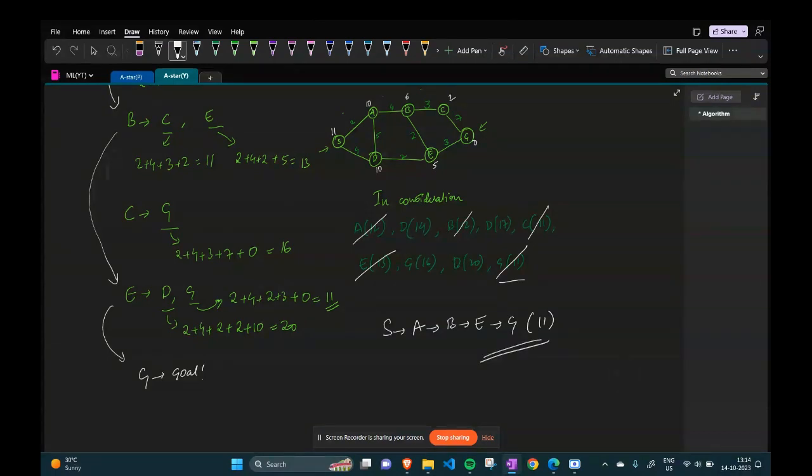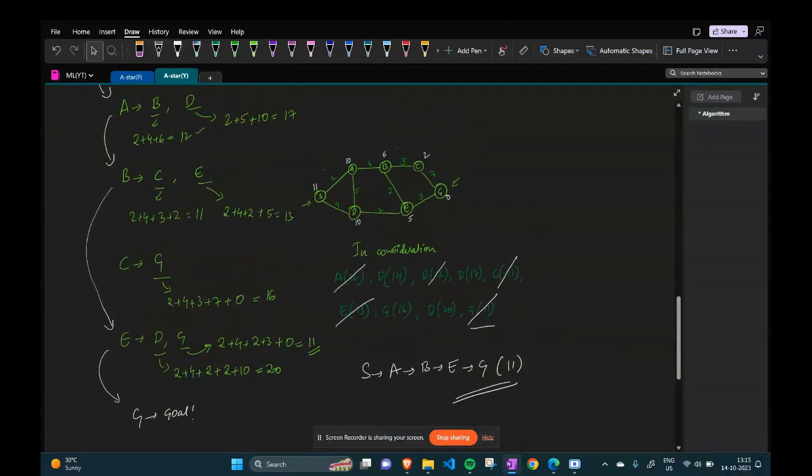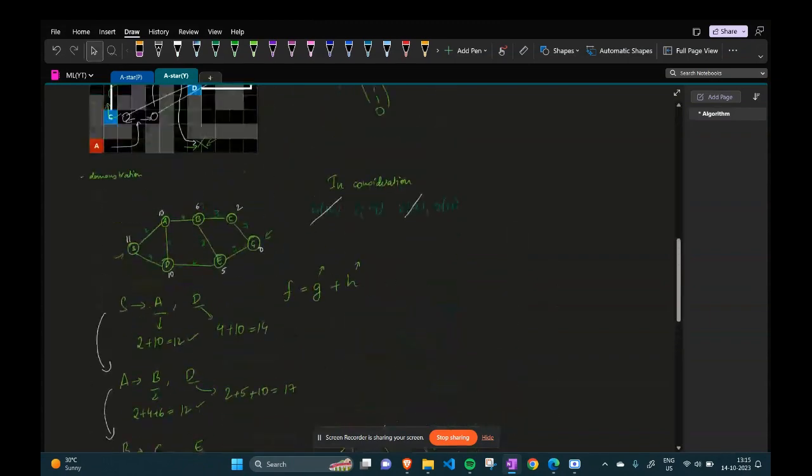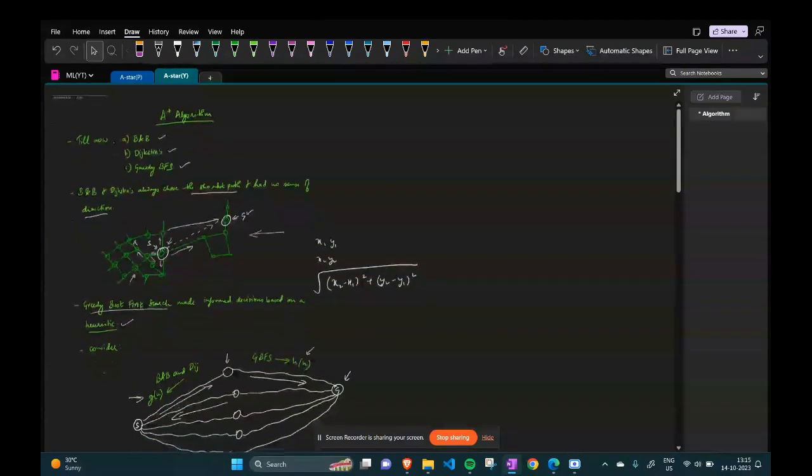So that's essentially how our A star works. You see that every time we have a minimum value, although it might not be in our path, in the in consideration table, we actually backtrack, check out that path, and then we move on as such. So yeah, that was about it for our A star algorithm.